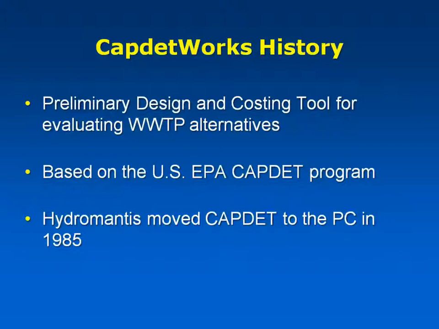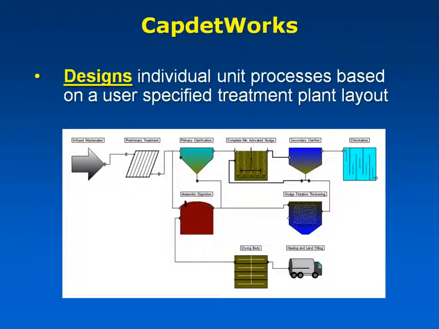Those design algorithms were incorporated into a software tool. It was a DOS-based command line program at that time. And that was one of Hydromantis' first commercial products. So we developed that product and have revised it and updated it a number of times over the years. We've now got a graphical interface on it, and it allows you to design a wastewater treatment plant by specifying a number of individual unit processes.